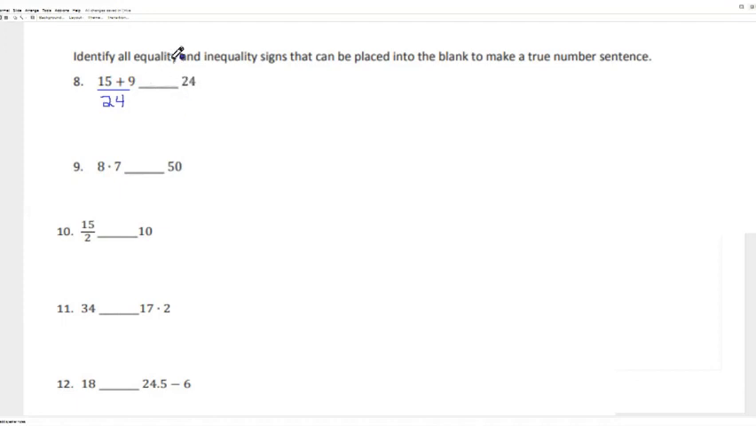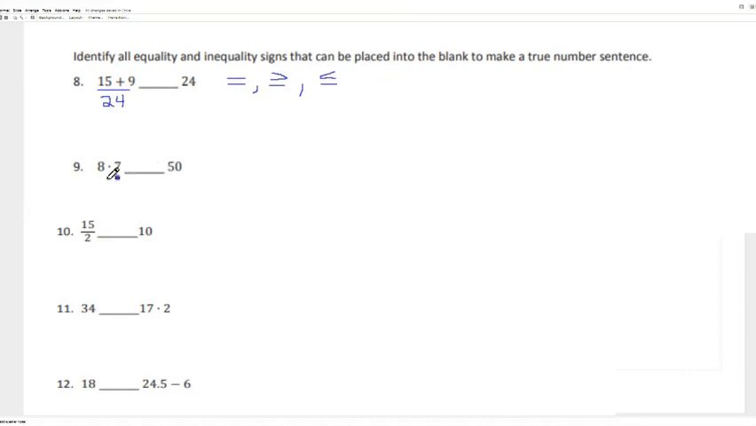Well, what signs could go in here? Hopefully you recognize right off the bat that these are equal to each other. That's one possible sign. There are actually a couple others. Remember, because these are equal to each other, we could use the greater than or equal to symbol. We also could use a less than or equal to symbol. All of these three would actually fit properly in here. That's because this is equal to each other. So either the equal to sign, greater than or equal to, or less than or equal to.